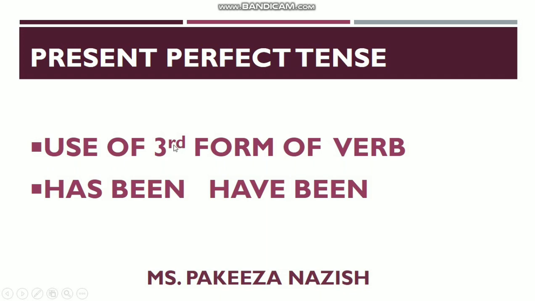So next one is the present perfect tense. This is the easiest of all. Why? Because the perfect family has, have, had, will have, shall have. Even in the active formation they already have the third form of verb. So even in the active sentence you have the third form of verb, and the same helping verbs has and have. Only one thing you are adding in the passive sentence is been. So use the third form of verb: has been, have been.